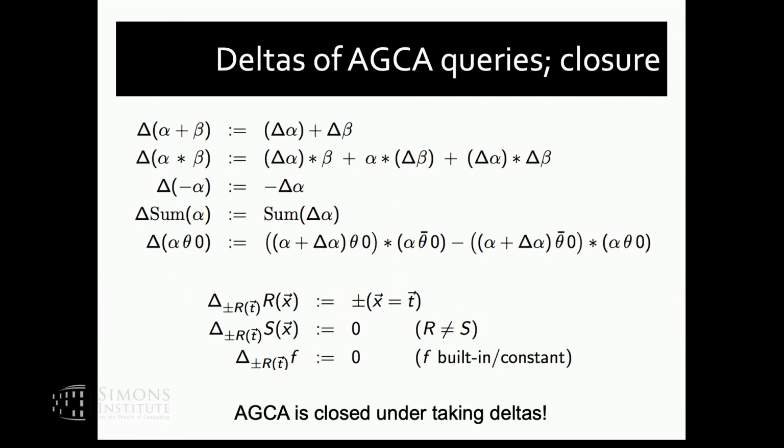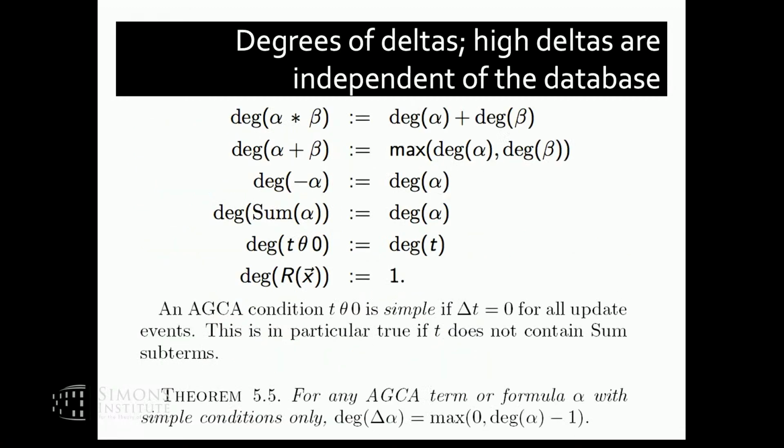The ugly thing is the delta for the condition, because that basically just says, in general, add the new version of everything and subtract the old version. It's not a nice, efficient delta. On the other hand, if this alpha doesn't contain a subquery, no relational atoms, then the delta is 0. So in many cases, if you don't have nested queries or complex structure, this is actually easy. And we can define degrees again: the degree of the delta is always 1 less, or 0, than the degree of the input query.